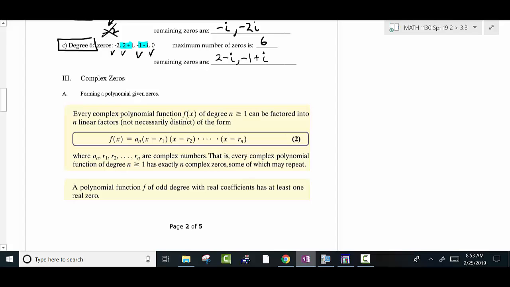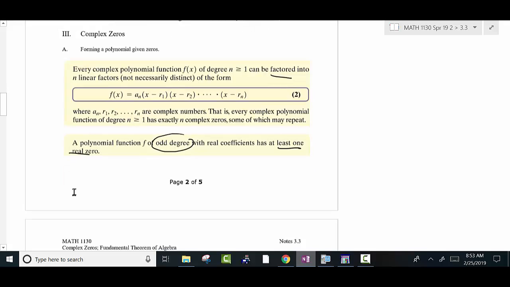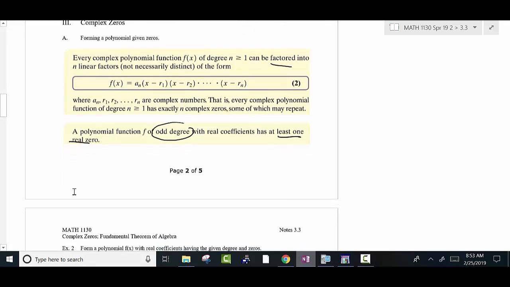Now this is just kind of explaining how the factored form goes, which we've talked about. It's always x minus whatever the 0 is. And then this is the fundamental theorem of algebra that says, or this is a consequence of the fundamental theorem, if you have an odd degree, you have to have at least 1 zero. Okay? So here's the reason for this.